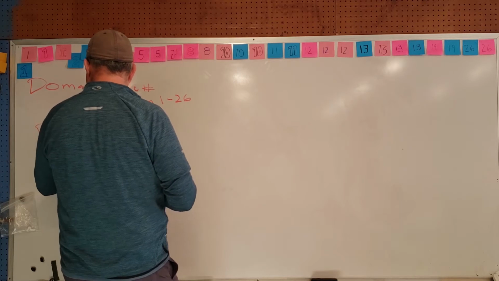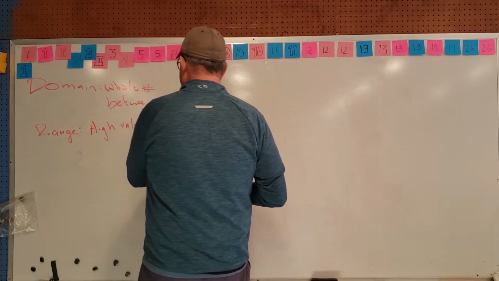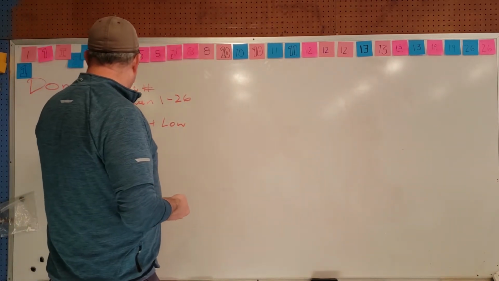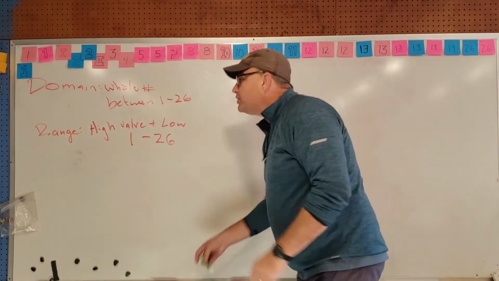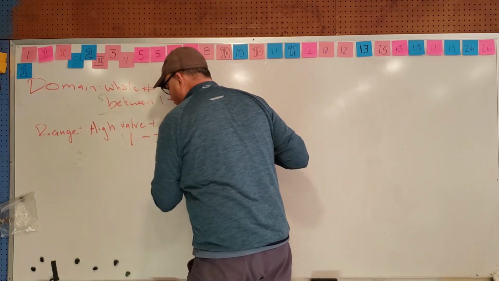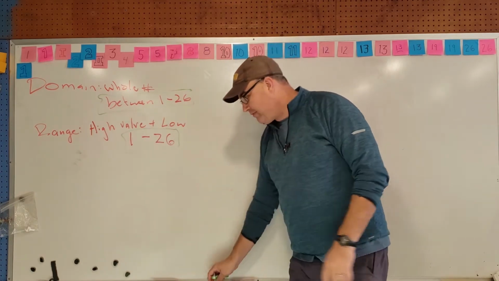It's going to be the high value and the low value, right? And so we would say that our range is, again, between 1 to 26. It just so happens that our domain and our range in this example happen to be the same, but it's not always going to happen that way.